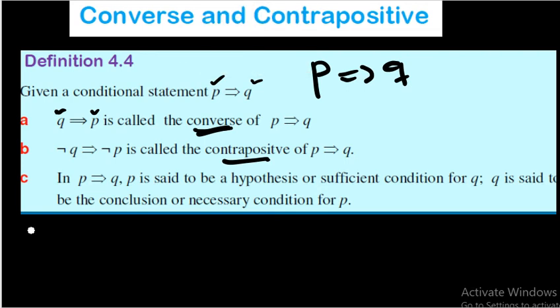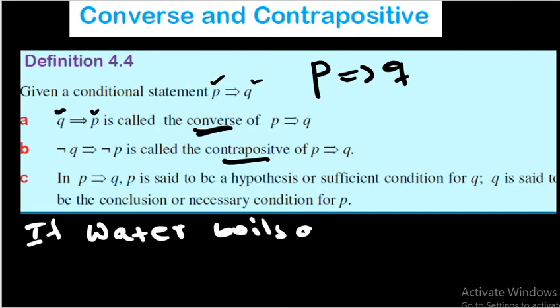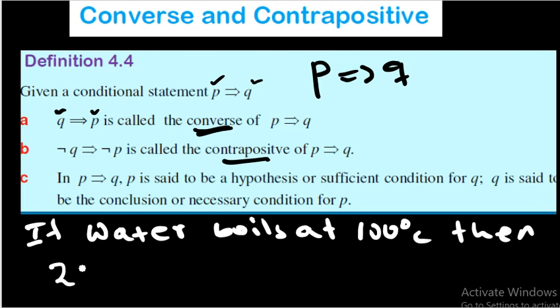For example, let us say, if water boils at 100 degrees Celsius, this is a true statement, then let us take any mathematical statement, 2 greater than 3. The premise is water boils at 100, which is true, and the conclusion is 2 greater than 3, which is a false statement. Anyway, these 2 statements are connected by the logical connective, which is implies.